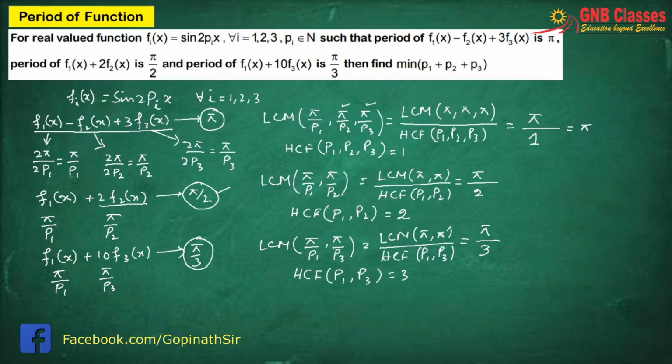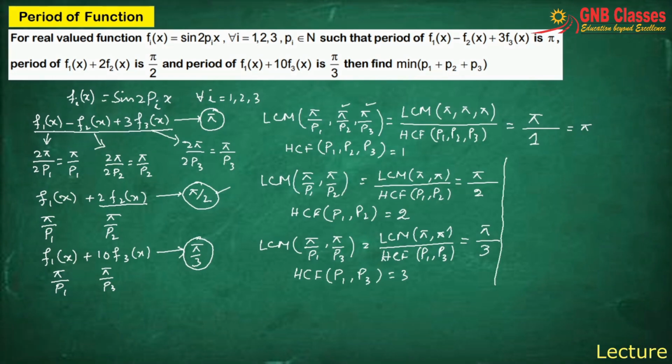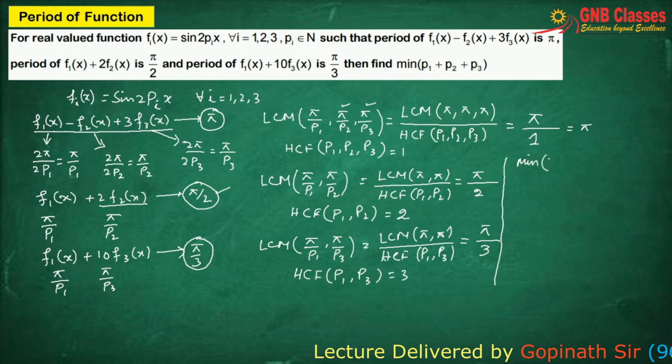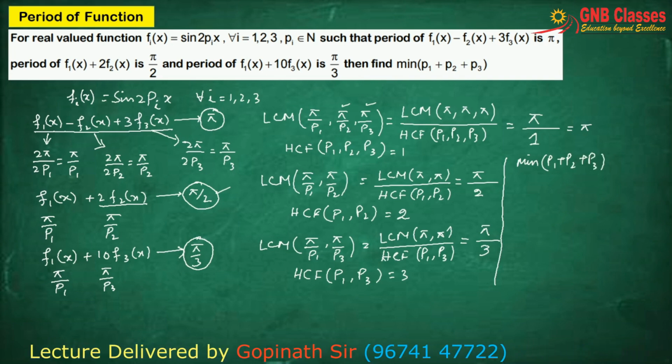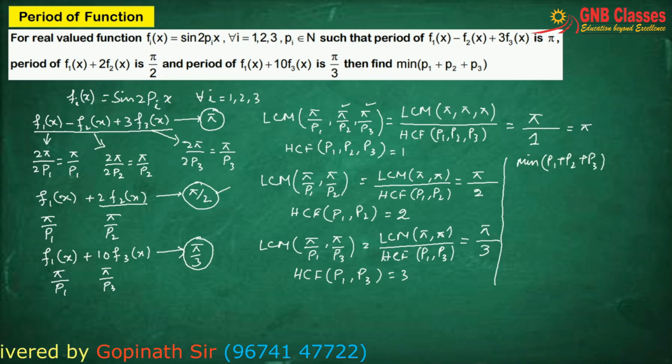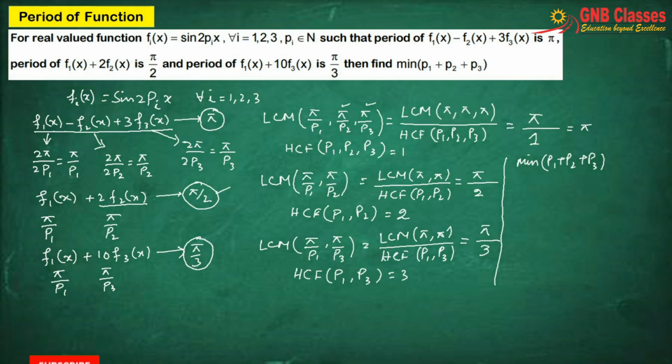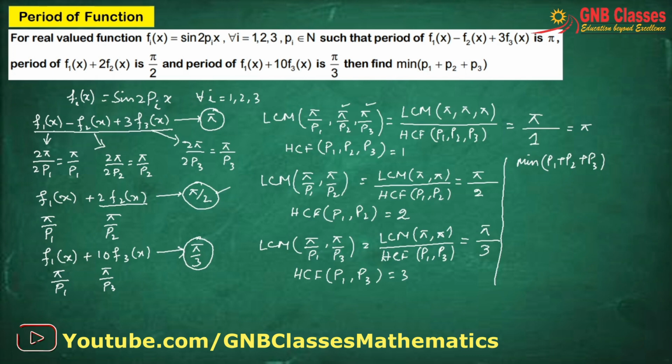Is it clear? Now, you have to check one thing. We have been asked to find the minimum value of p1 plus p2 plus p3. Now, to find the minimum value of p1 plus p2 plus p3, we have to find the minimum value of p1, p2 and p3. Because if you find the minimum value of p1, p2, p3 and add it up, we will always get the minimum value of that summation. Yes or no? Okay. Now the question comes, what is the minimum value of p1, p2, p3?